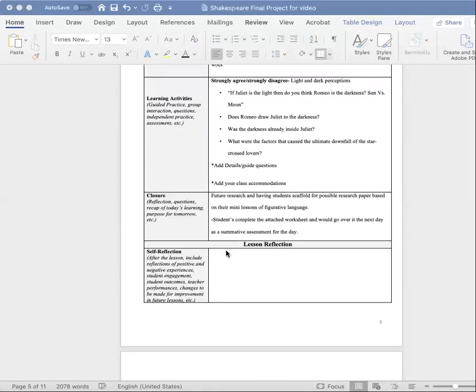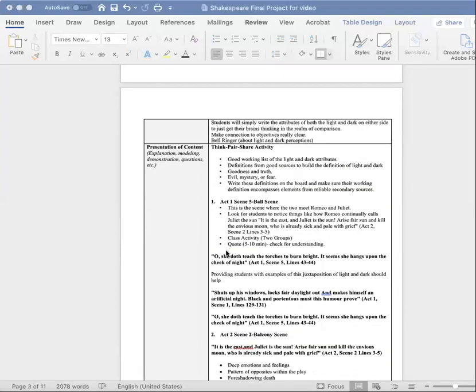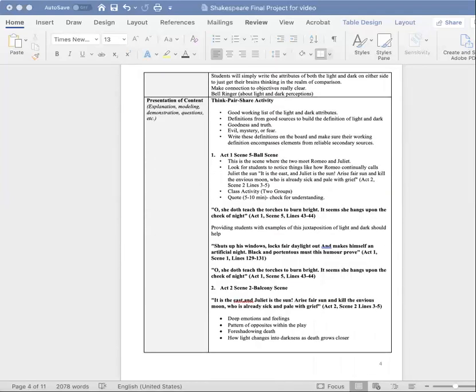So I'm going to scroll back up to the presentation content section. Here we go. For the lesson portion itself, I love doing a think, pair, share activity in groups to compile a good working list of the light and dark attributes. And for those of you that don't know, a think, pair, share activity is you're thinking of ideas on your own, you're pairing up with a partner, and then you're sharing what you learned or what you think about that activity. So from that, they'll compile a good working list of light and dark attributes from their share groups. And this is an excellent segue into the presentation of content.